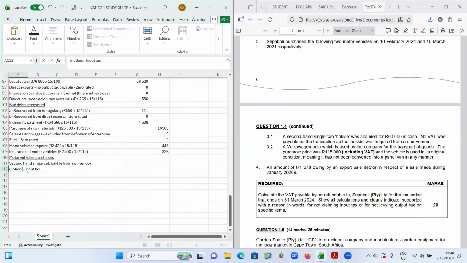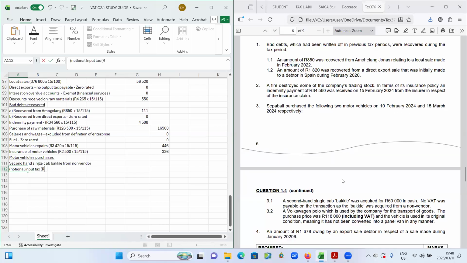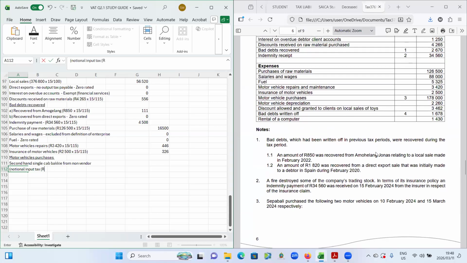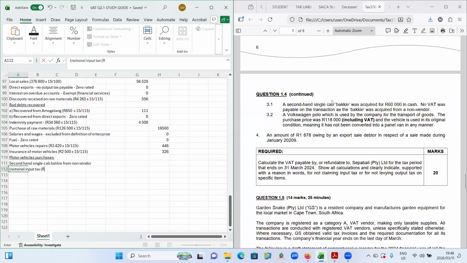Notional input tax. So how much is the notional input tax? We call it a notional input tax because it's second hand, purchased from a non-vendor. And remember, it's a single cab. A single cab is not regarded as a motor car.